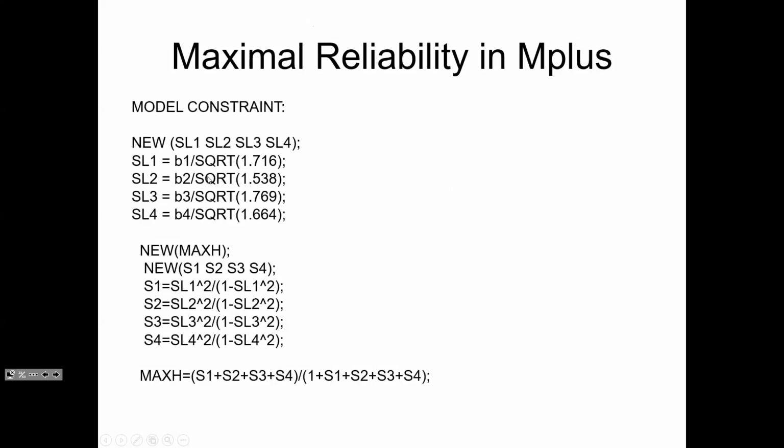So here, SL for me is standardized loading. So I'm saying new, and I'm creating 4 new parameters. And those are standardized loading 1, 2, 3, 4. And you can see that I take standardized loading 1 and it equals the parameter B1, the parameter value for the unstandardized loading, divided by the square root of the variance for that item, which again, I got from the variance covariance matrix that I asked for from sample statistics.